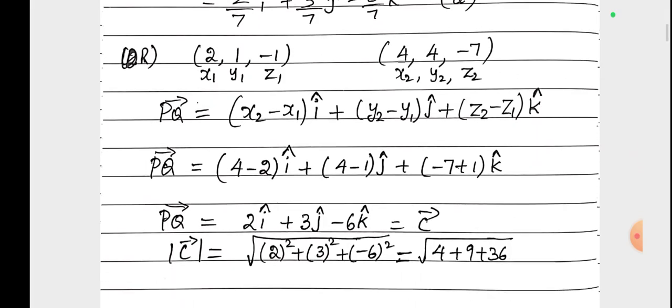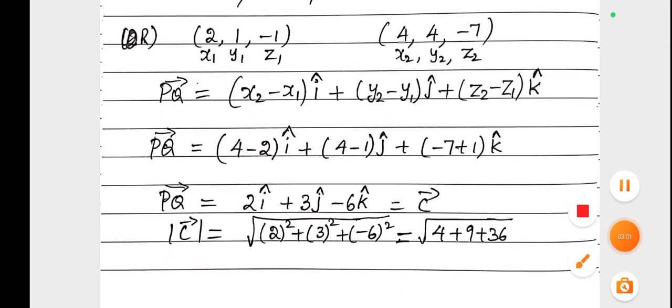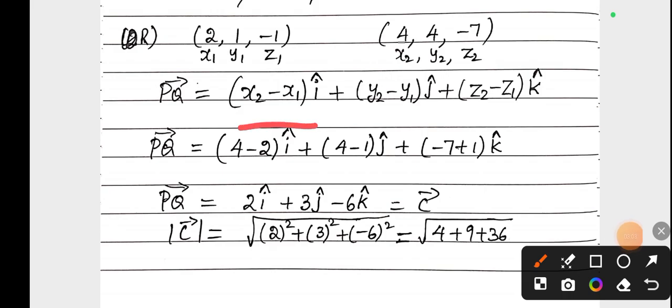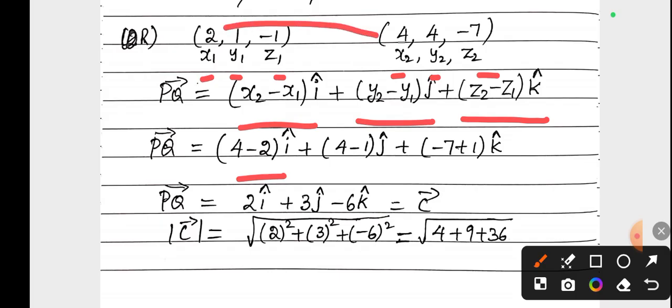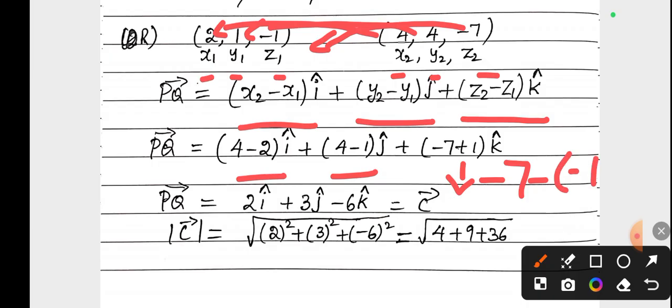Option D. We may do the same sum in another way. Instead of doing OQ minus OP, we may write x2 minus x1 i cap plus y2 minus y1 j cap plus z2 minus z1 k cap, considering the first point x1 y1 z1 and the second point x2 y2 z2. Kindly subtract, children. 4 minus 2 i cap plus 4 minus 1 j cap plus minus 7 minus of minus 1. How did we get plus here? Minus 7 minus of minus 1, so it is plus 1. Then 4 minus 2 we know is 2i cap, 4 minus 1 we know is 3j cap, minus 7 plus 1 we know is minus 6k cap.